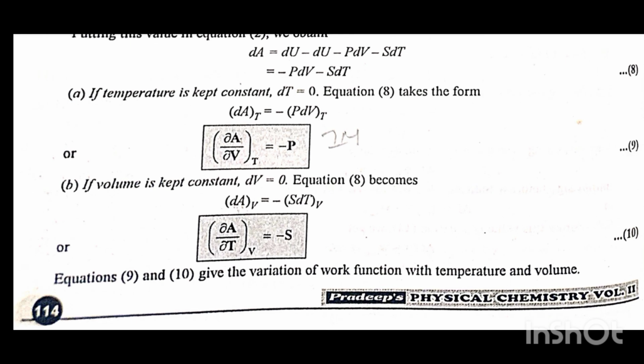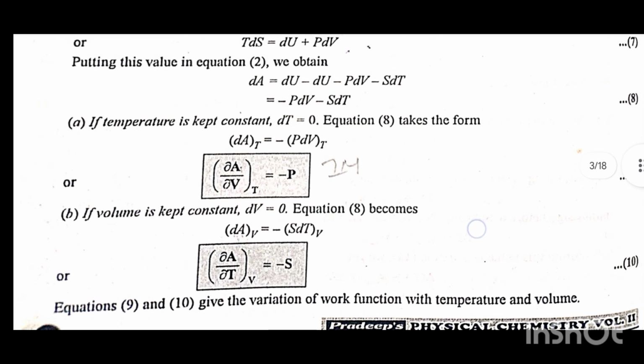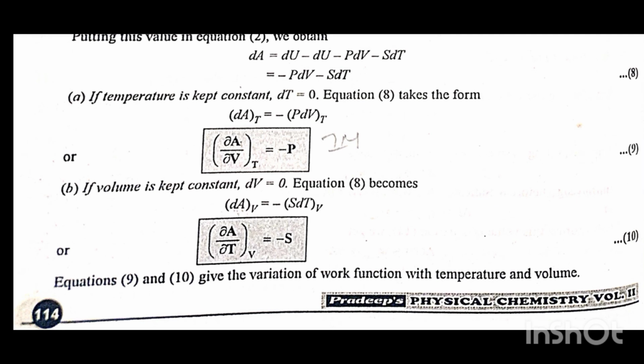If temperature is kept constant, dT is equal to 0. Equation 8 takes the form dA at constant temperature is equal to minus PdV at constant temperature. Del A upon del V at constant temperature is equal to minus P. If volume is kept constant, dV is equal to 0. Equation 8 becomes dA at constant volume is equal to minus SdT, so del A upon del T, partial A upon partial T is equal to minus S. Equations 9 and 10 give the variation of work function with temperature and volume.